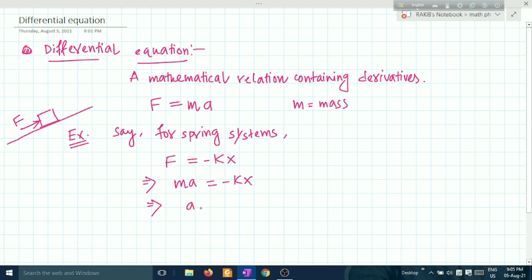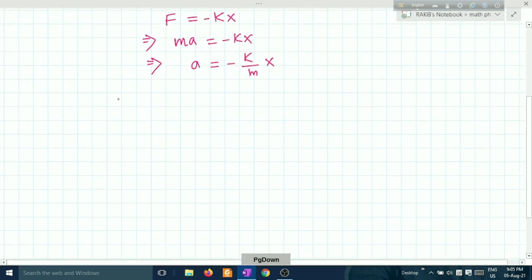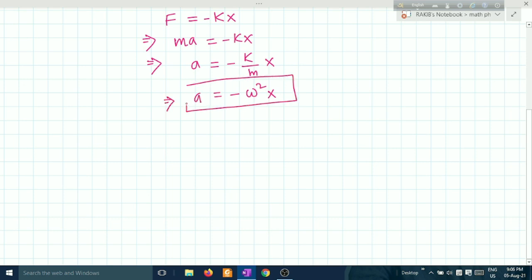This means we can write a equals k upon m times x, and from this we can take k by m as omega square and the x remains x. This is the acceleration of the mass, say in a spring system or a pendulum system. This is not the differential equation, this is the equation of acceleration.